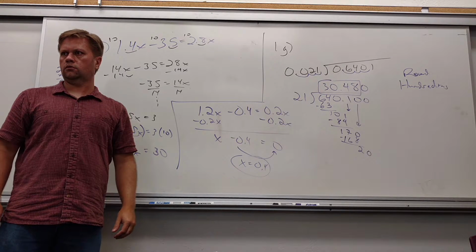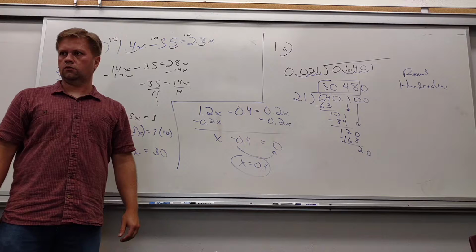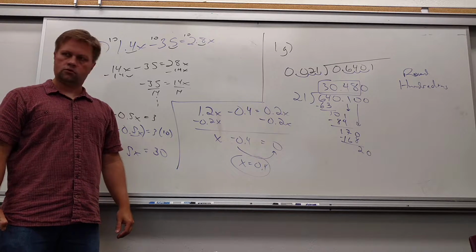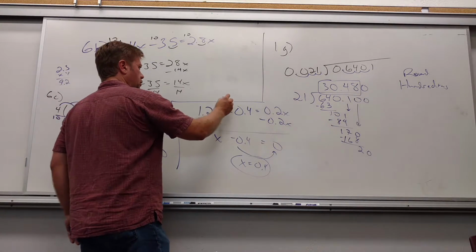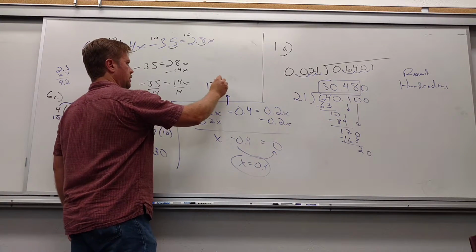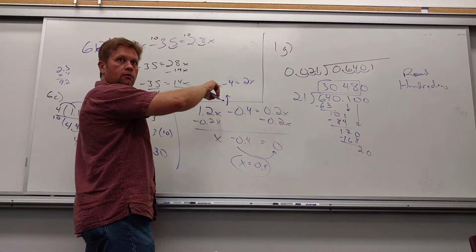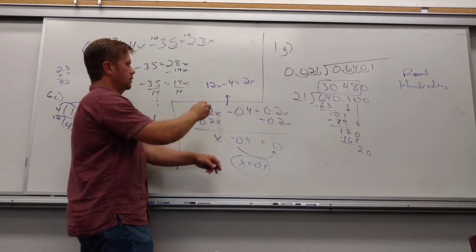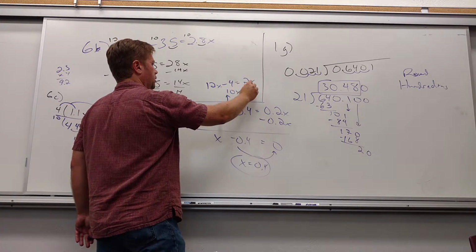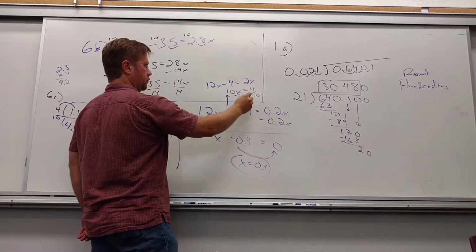So what are you doing? 1.2x, multiply that by 10. You could. I could have taken this problem and multiplied everything by 10. It just looks better. But then I would do all the same steps and I still end up with 10x equals 4. Divided by 10, I'm still going to get 0.4.